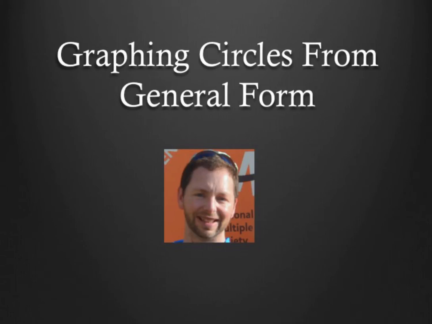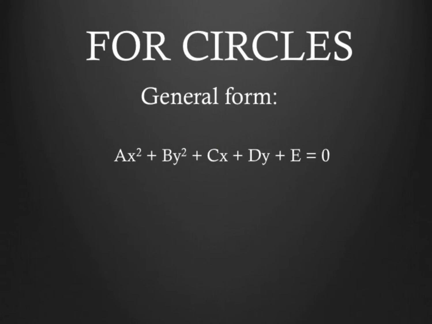This is Mr. Muscarella coming at you, and for this lesson, we're going to check out graphing circles from general form. First thing you've got to do is actually know what the general form is for circles. So here it is: Ax squared plus By squared plus Cx plus Dy plus E equals 0. That's the general form for the circle. A little bit different than standard form, and if you need to review that, be sure to check out my video on how to graph circles from general form.